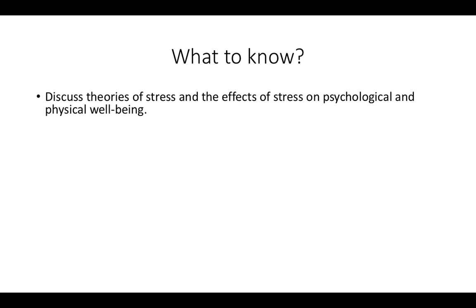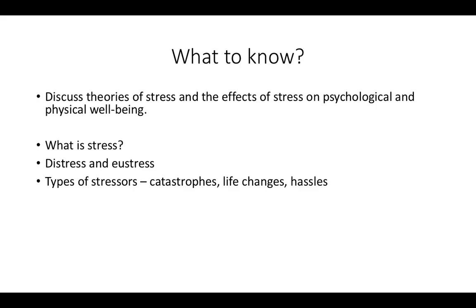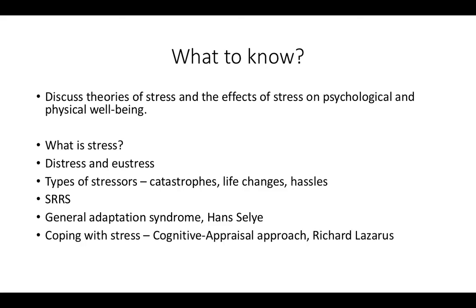Okay, that's it. 17 minutes. What do you need to know? You've got 2 theories of stress now, Selye's and Lazarus's. You need to know what stress is. It's our response to challenges or threats. You need to know distress and eustress, the 3 types of stressors, the SRRS, general adaptation syndrome of Selye, coping with stress, and personality types and stress.